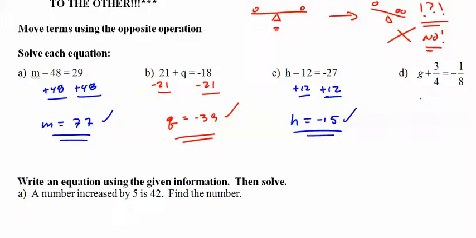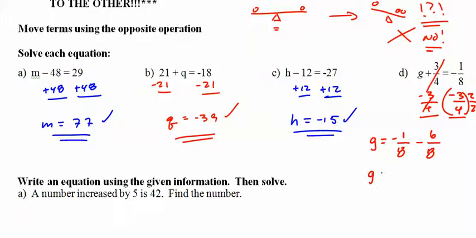Fractions, oh the humanity. Subtract 3/4 from both sides. G equals, these cancel, negative 1/8 minus 6/8. I just took this one and multiplied it by 2 over 2, which I'm allowed to do. It's the same thing. G equals negative 7/8. Check it. It works.